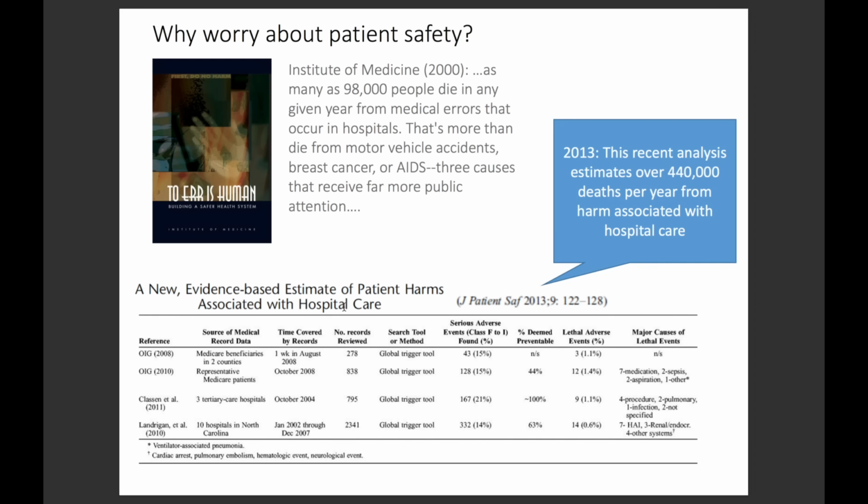So why worry about patient safety? In the year 2000, exactly 16 years ago, the Institute of Medicine came out with a report that said as many as 98,000 people die in any given year from medical errors that occur in hospitals, and that's more than die from accidents, breast cancer, AIDS. This is a giant deal in healthcare. And in 2013, a recent analysis estimated that over 440,000 deaths per year from harm occurred due to healthcare. So this is a big deal and why we should be concerned about it.